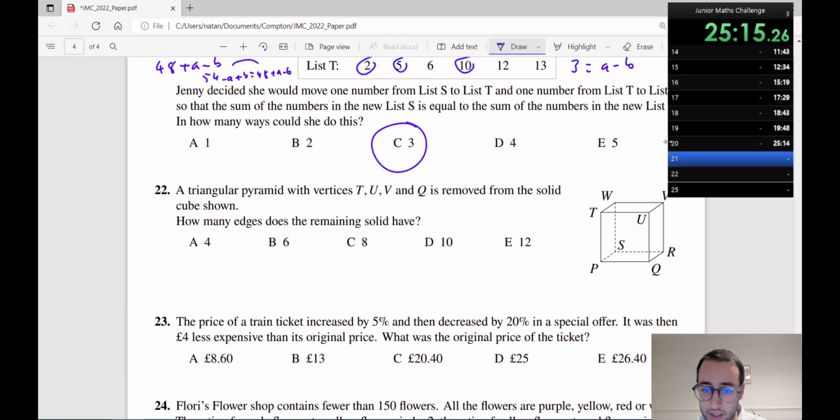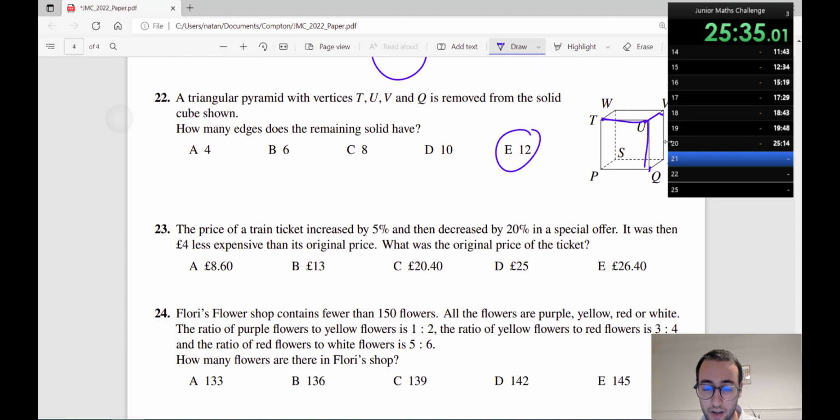Triangle with vertices T, U, V, and Q is removed. T, U, V, and Q. So I lose this length, and this length. Wait, but then I just gained 3 lengths because it's like it's been pressed inwards. So that's the same amount of lengths. How many edges do I have? 4, 4, 4. Still 12.